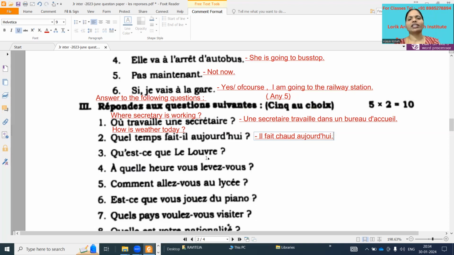And qu'est-ce que le Louvre? What is the Louvre? See, in the first lesson, the zero lesson, I showed the monuments, and I told you it's the Louvre Museum. It's a museum. See, le Louvre est un musée. So the Louvre is a museum. Musée: M-U-S-E with accent aigu on the E.